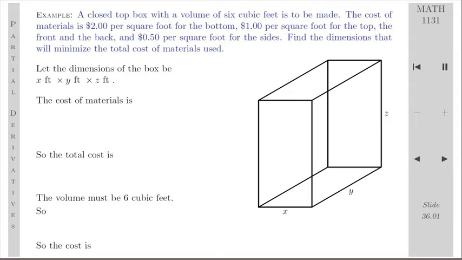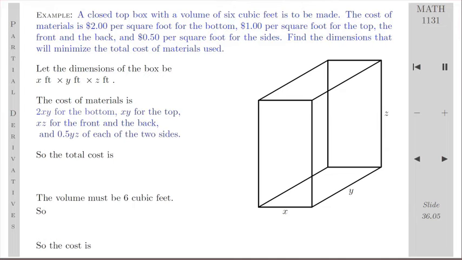Suppose that the box is x by y by z, where z is the height, y is the depth of the box from the front to the back, x is the width from side to side. Then the bottom's area is xy, so the cost of the material will be 2xy. The top is also xy, the cost is $1 per square foot, so the cost is xy dollars. The front and the back are x by z, so the area is xz each, and the cost is xz for the front and xz for the back.